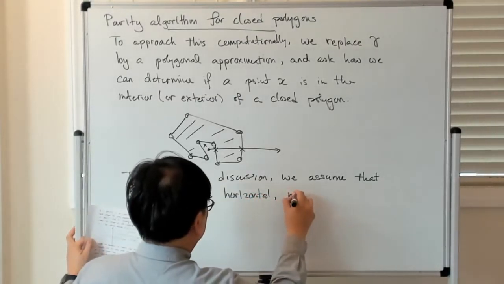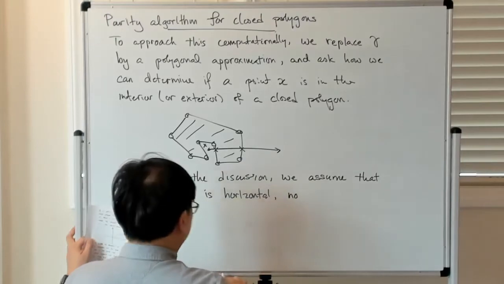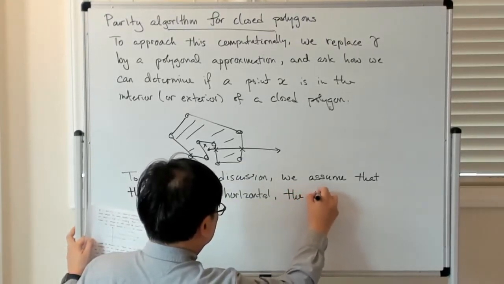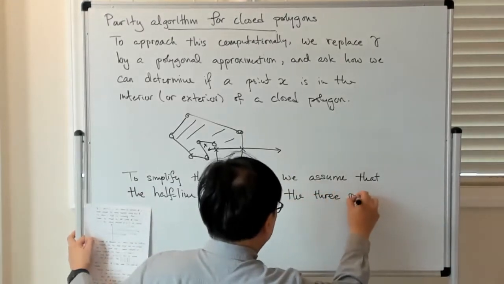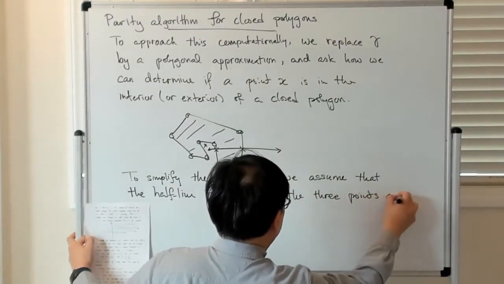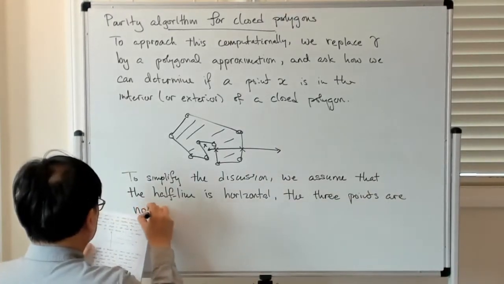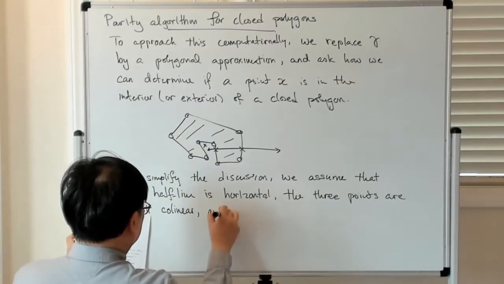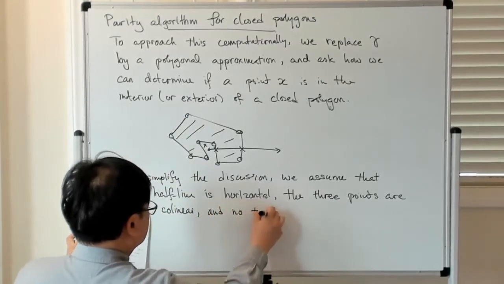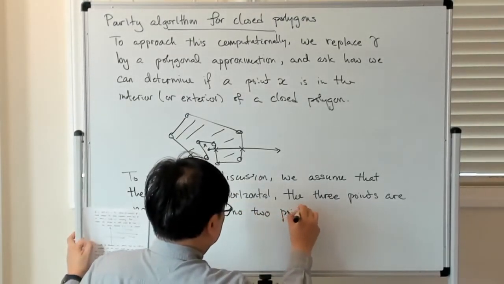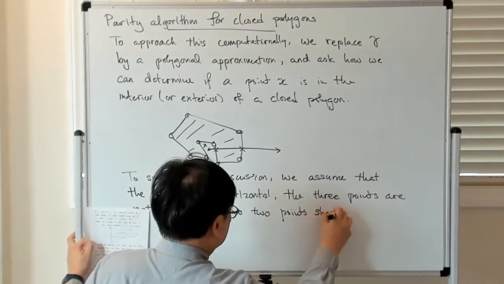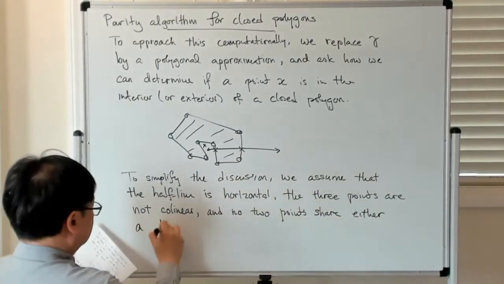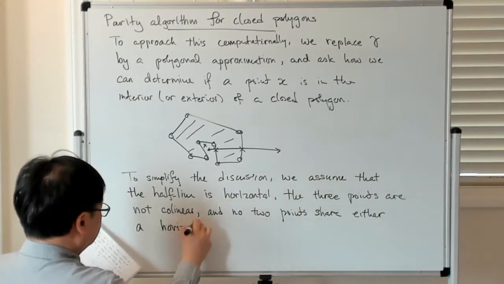No 3 points are collinear, and no 2 points share either a horizontal or vertical component.